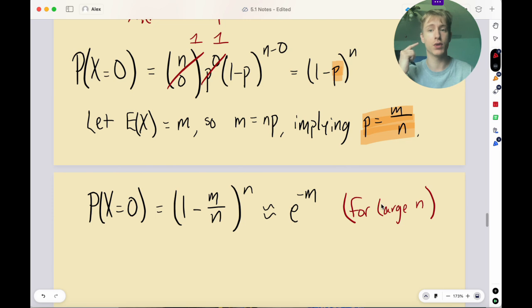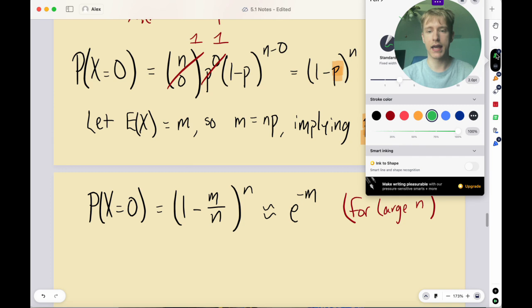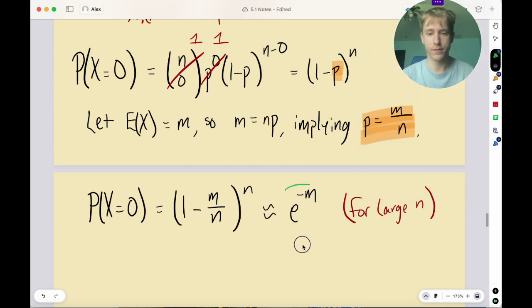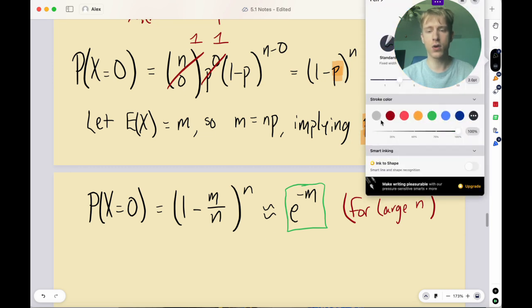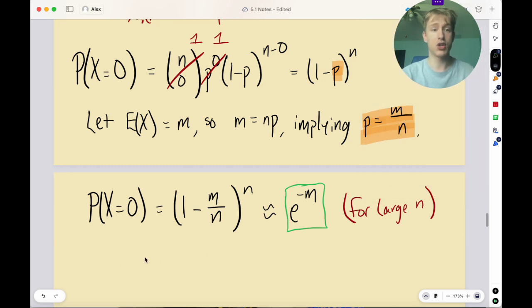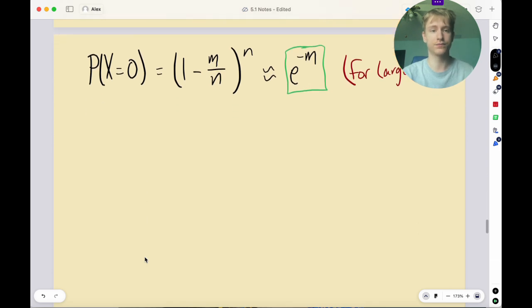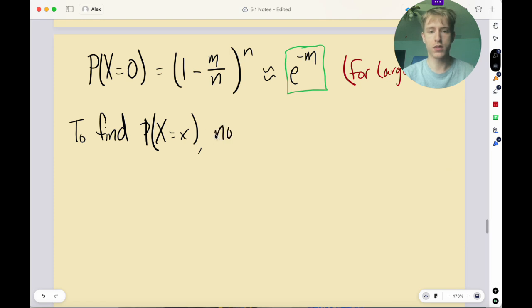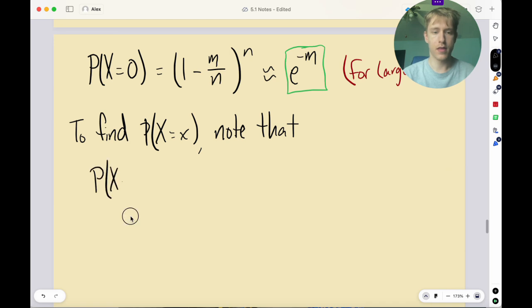So keep that in the back of your head. This only works for really, really large n. And we have kind of the first piece of the puzzle. I'll just go ahead and box that. We'll keep that in the back of our mind. Now, in order to find the probability in general that we have little x successes, so to find the probability that x is equal to little x, we're actually going to note this quantity instead.